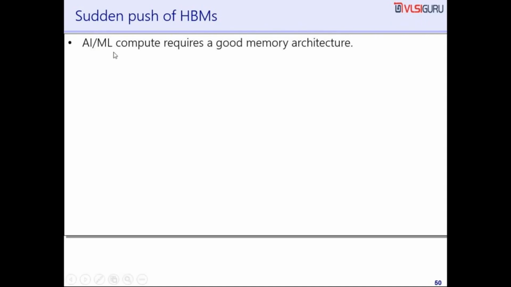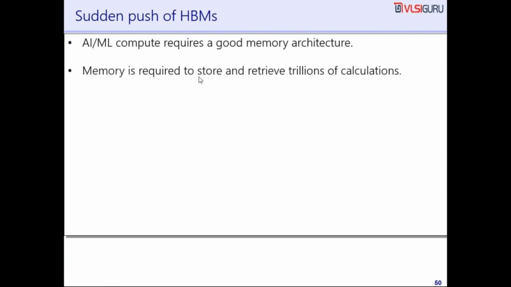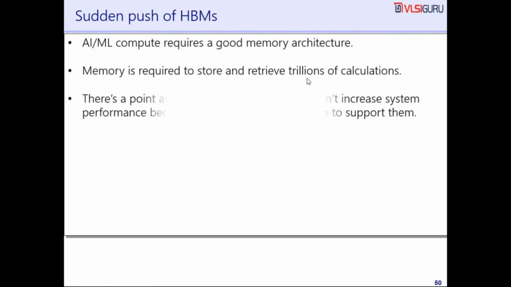So the AI ML compute requires a good memory architecture. It is very memory intensive jobs, right? It requires a lot of data transfer between the memory. This memory is required to store and retrieve trillions of calculations. So let's try to briefly understand where these calculations are coming into the picture.